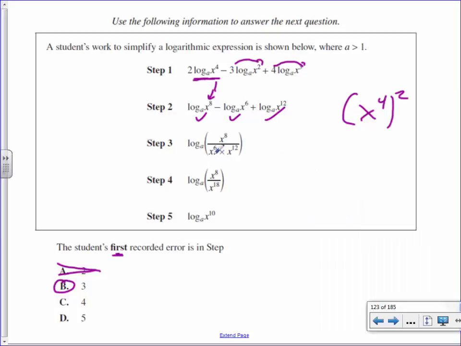Because look, see what they did here? They took the 6 and the 12 and they put them together to get an 18. If step 3 was right, step 3 to step 4 would have been correct. The problem is step 2 to step 3 was actually wrong. One more step here. 8 and 18 is not 10 though. Because the 10 is on the bottom. Does that make sense? The bigger number is on the bottom of the fraction. So this should have been written as log base A of 1 over x to the 10. So they actually made a second mistake going from step 4 to step 5.